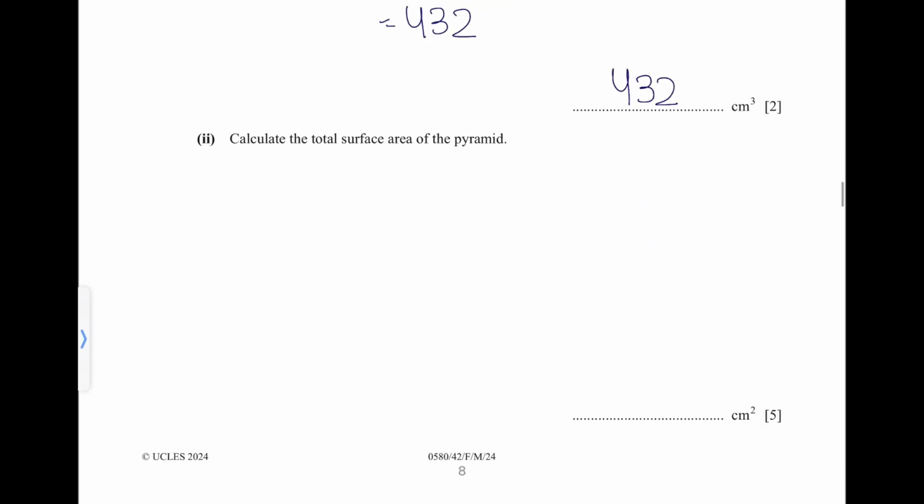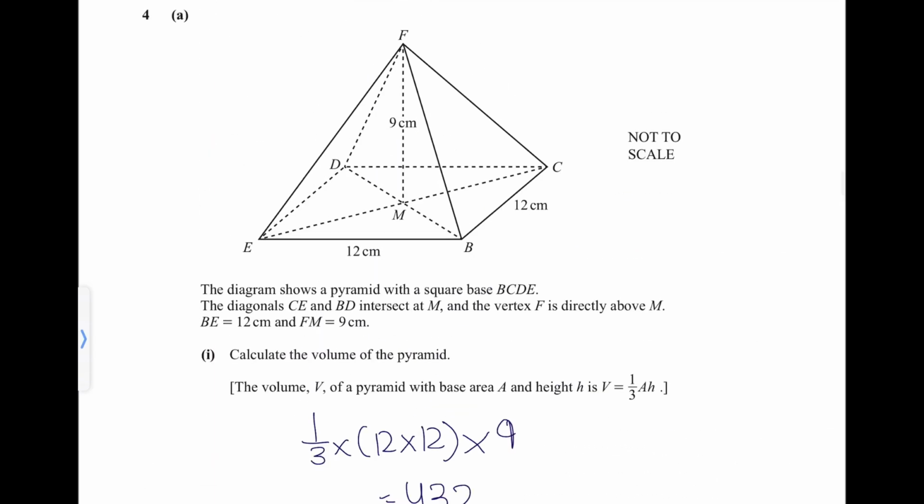centimeters cubed. Calculate the total surface area of the pyramid. Total surface area will include the base area plus the area of the 4 sides. To calculate the area of the 4 sides, we need to split them into right angle triangles, looking something like this, where this will be 6 centimeters. We need to find the height. To find the height, we can use Pythagoras' theorem.